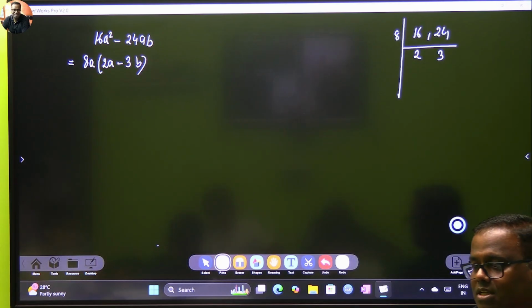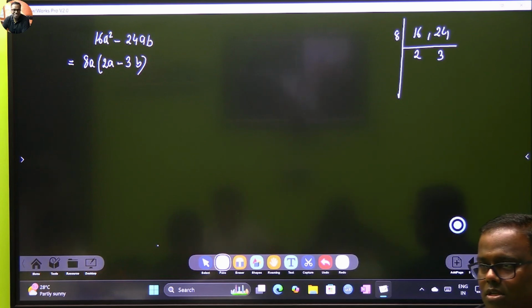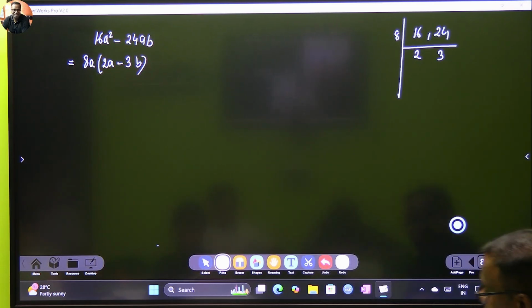What is his answer? 4x into bracket 6x minus 9y. And what is the book answer? x into bracket 2x minus 3y. Yeah, 4x, you're saying 6 and 9. Between 6 and 9, there is still a common factor. 3 is a common factor between 6 and 9. So if you take 3 outside, that's what you have done.